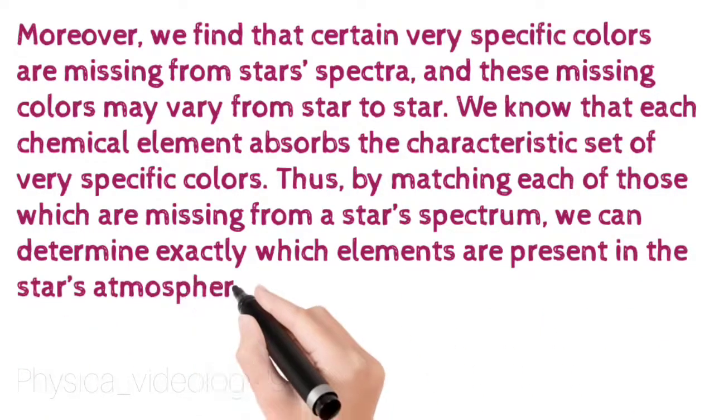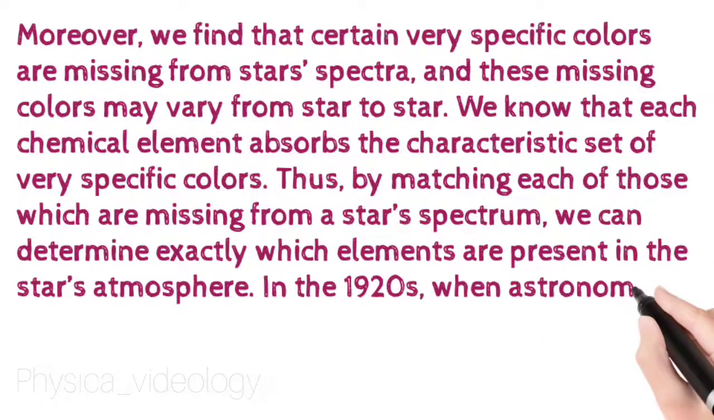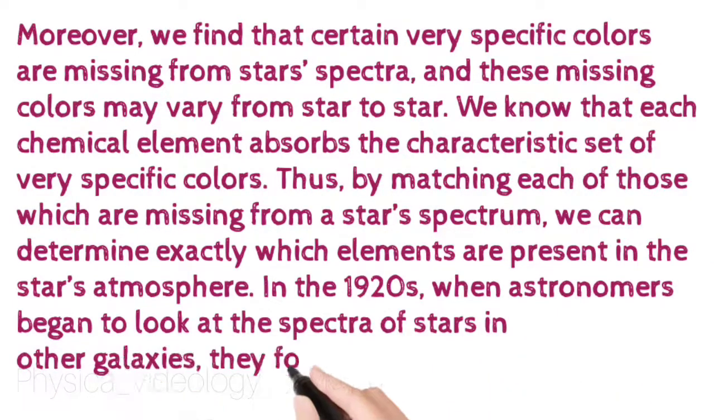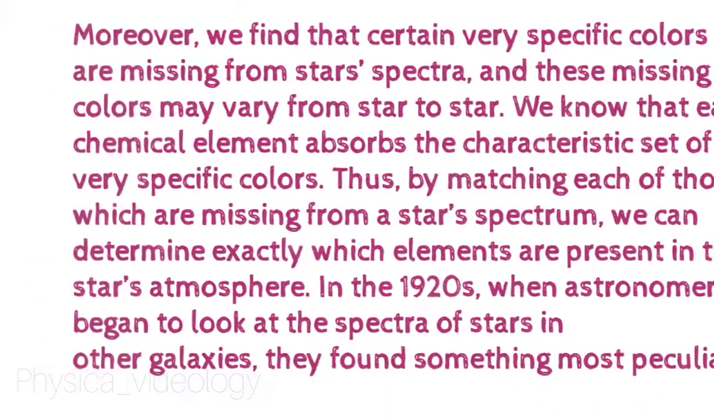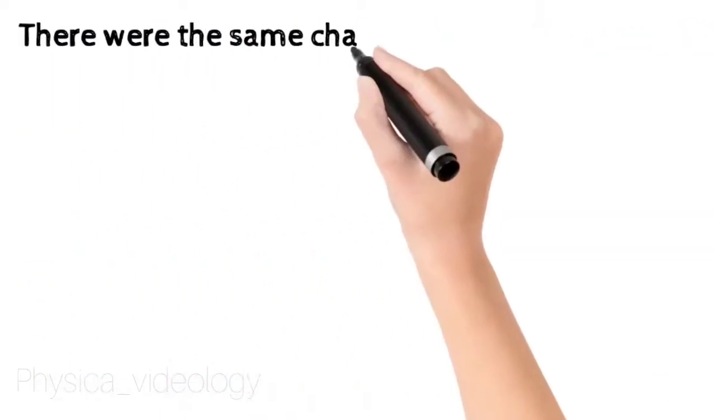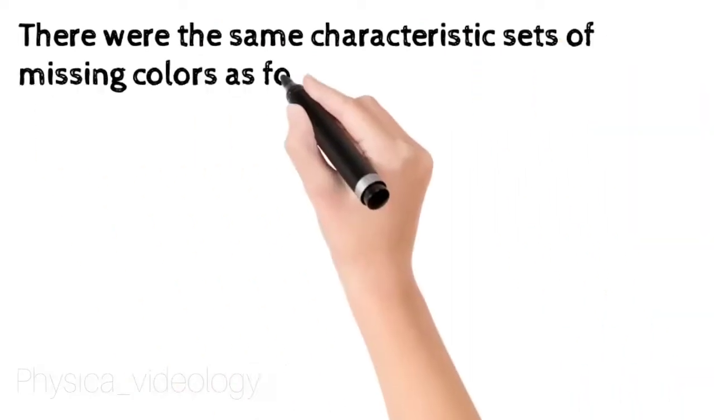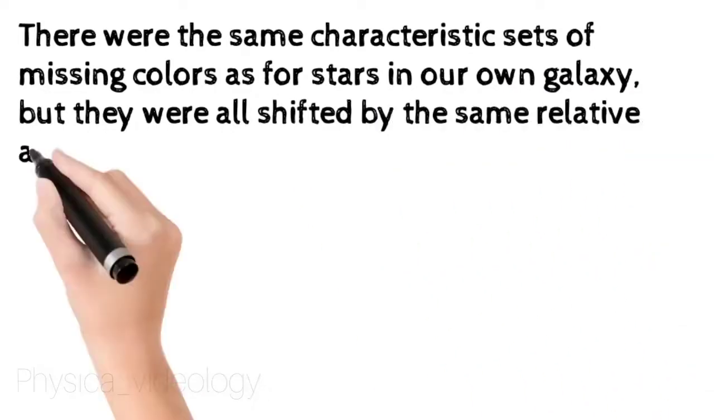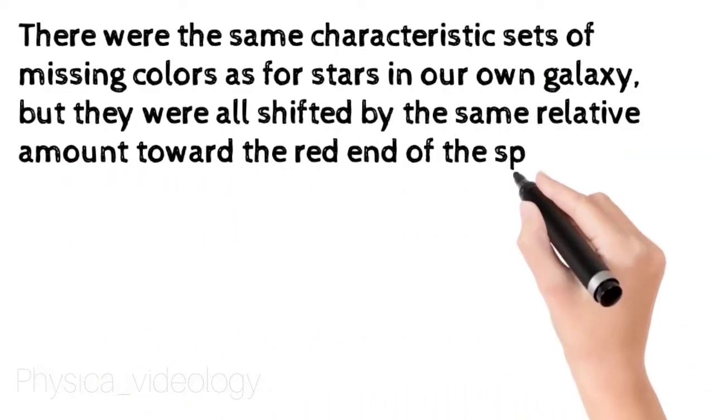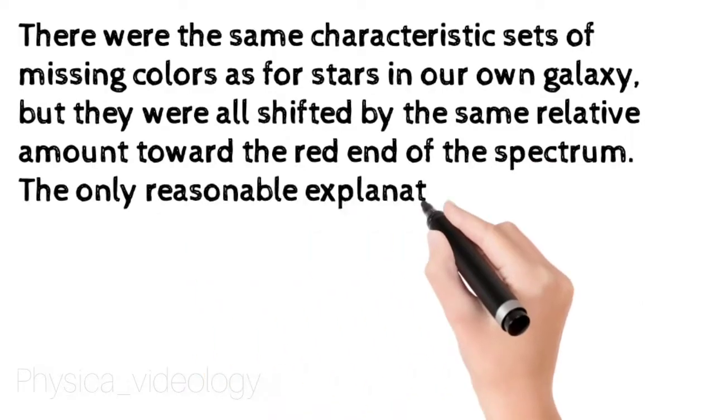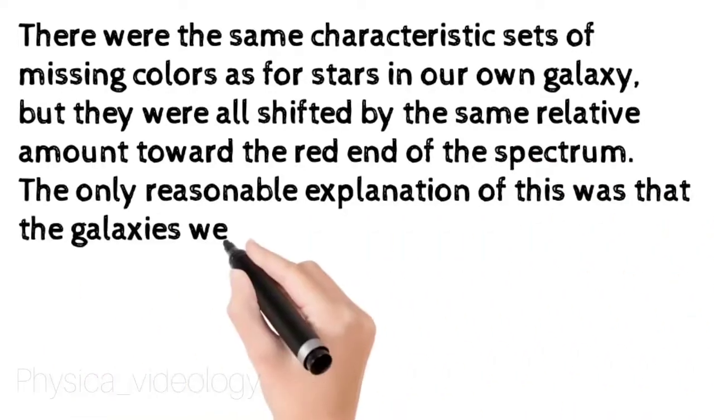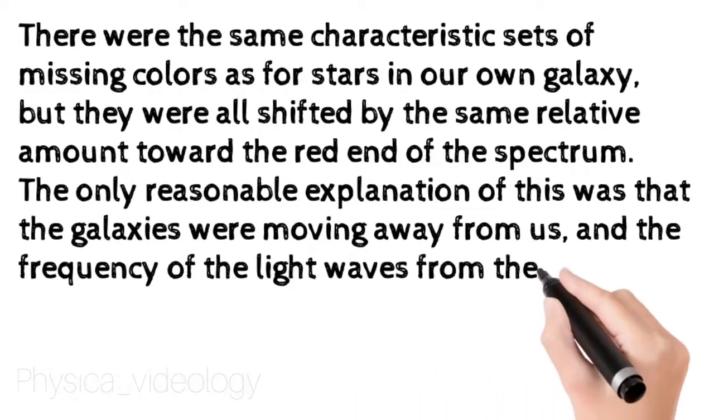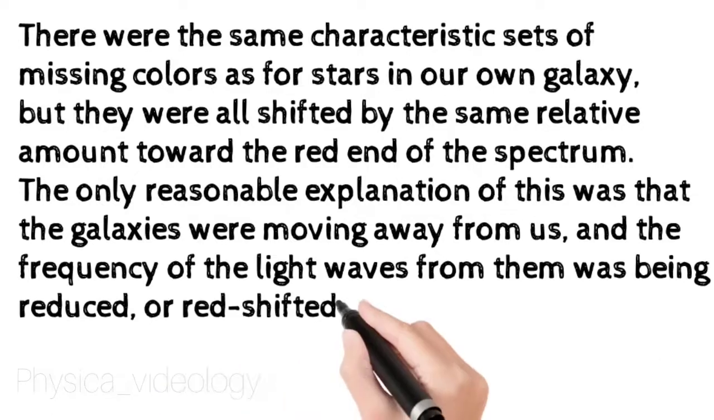In the 1920s, when astronomers began to look at the spectra of stars in other galaxies, they found something most peculiar. There were the same characteristic sets of missing colors as for stars in our own galaxy, but they were all shifted by the same relative amount toward the red end of the spectrum. The only reasonable explanation of this was that the galaxies were moving away from us, and the frequency of the light waves from them was being reduced, or red-shifted, by the Doppler effect.